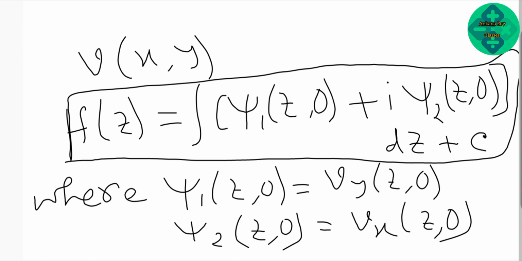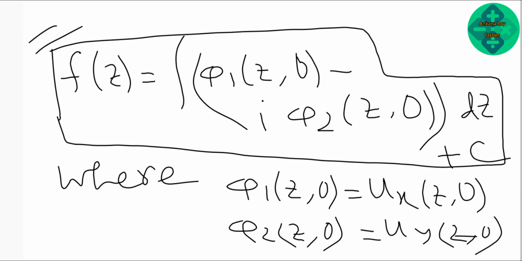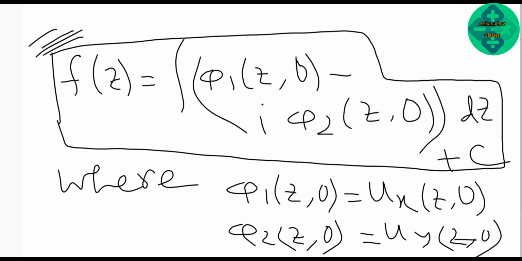So, using this, we find a complex variable function f when only the imaginary part of the function is given, and using the earlier result, we can find a complex variable function f when only the real part of the function is given. This is the Milne-Thomson method.